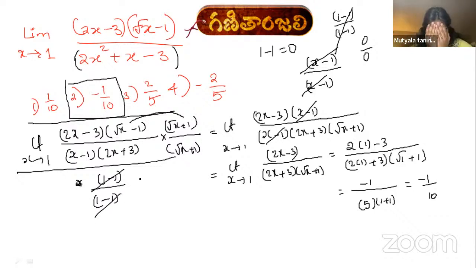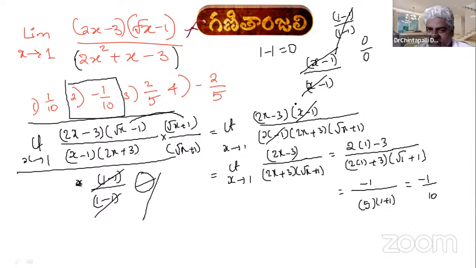It's wrong. You can't do it like this. Okay. What did we do in this calculation?